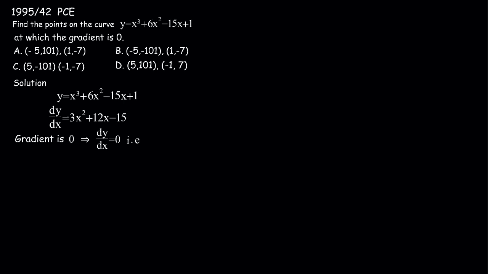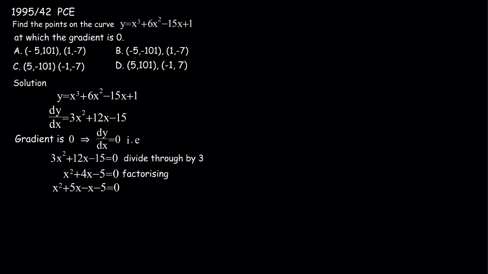So now substituting dy over dx equals 0 in our equation, it becomes 3x squared plus 12x minus 15 will be equal to 0. And the next step is to divide through by 3. Doing so, it becomes x squared plus 4x minus 5 equals 0. As you can see, we have a quadratic equation, and our next step going forward is to factorize the equation. Factorizing, that's splitting our 4x into 5x and minus x, because those are the factors: minus 1 times 5 will give you minus 5, and 5 minus 1 will give you 4. It becomes x squared plus 5x minus x minus 5 is equal to 0.